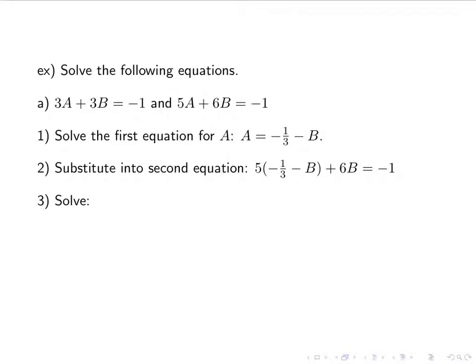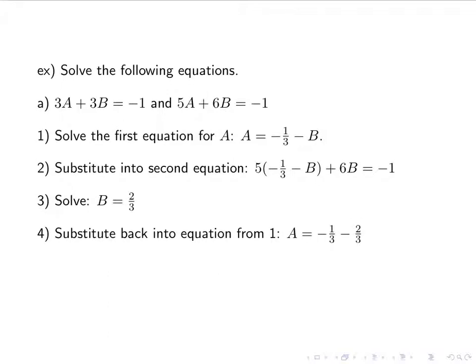So again, I suggest pausing it, solving it, and then unpausing it to make sure you get the same answer. So if you solve it, you should get that b is 2/3. Then we substitute this back into the equation from step 1. a is negative 1/3 minus 2/3, which is negative 1.